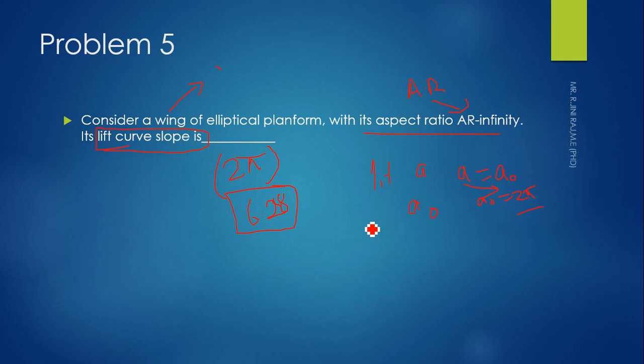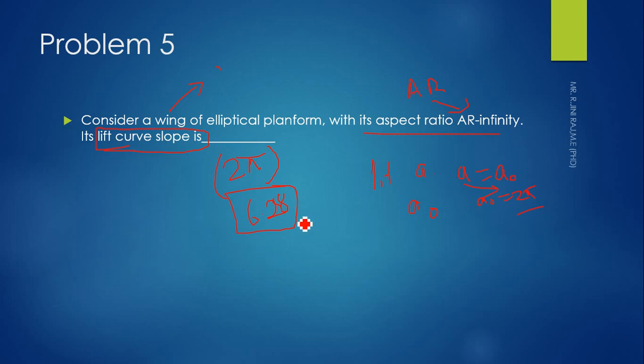Got it? I think we have discussed this in our thin airfoil theory. Whatever we have seen, for two types of airfoil, symmetrical and cambered, the lift curve slope value remains the same only. It doesn't change depending upon the airfoil.